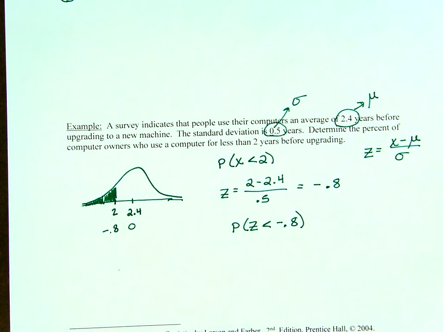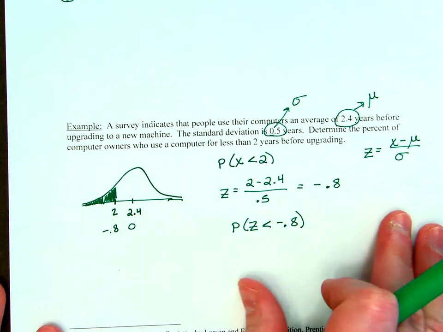Well, that's exactly what the last video was all about. If it's a less than problem, we can pull that straight from our table. If it's a greater than problem, we'll do 1 minus what's in the table. And if it's a between problem, we'll do one table value minus another table value.